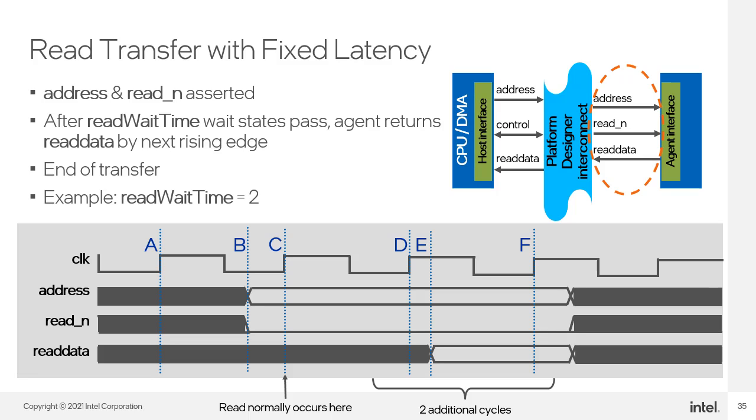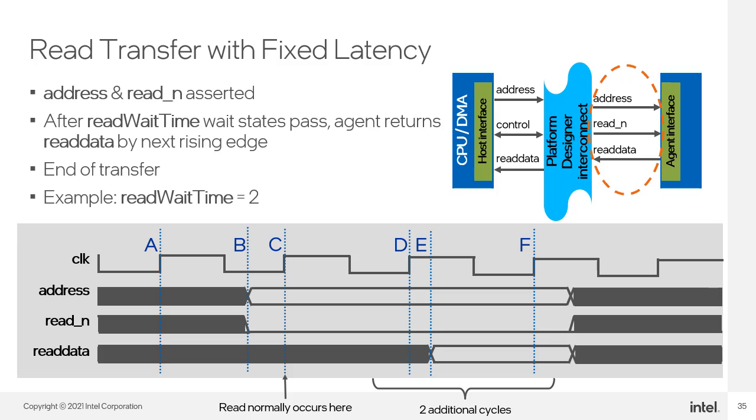Here is an example of a fixed latency read data transfer from the agent's point of view. If an agent cannot execute a transfer in a single cycle, the interface can be adjusted with read wait time to support a fixed latency corresponding to a defined number of wait states before read data is available. If read wait time is greater than 0, the read enable and address signals remain asserted through all the wait states. In this example, read wait time is set to 2 clock cycles.